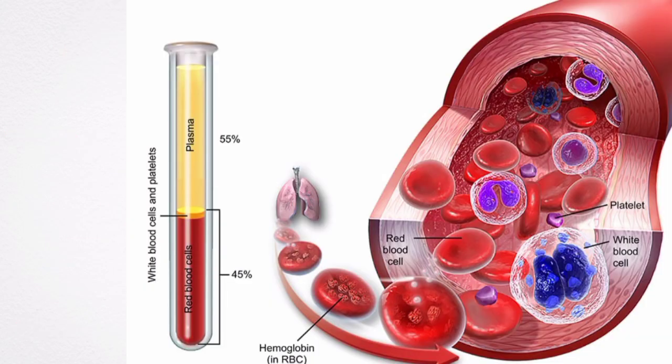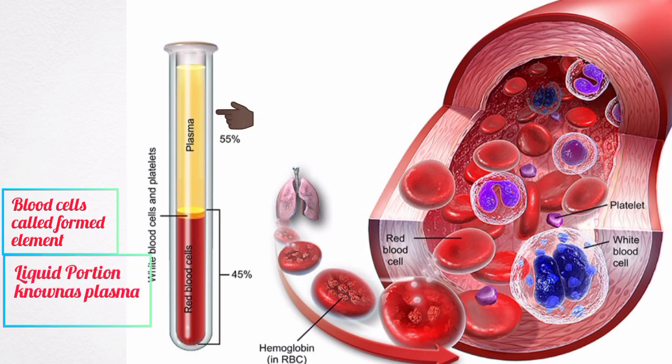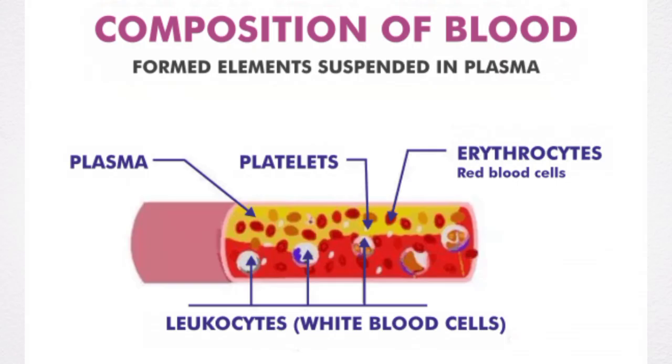Blood contains the blood cells, which are called the formed elements, and it also contains the liquid portion known as plasma. Blood consists of 3 types of blood cells: the red blood cells, also known as erythrocytes; the white blood cells, also known as leukocytes; and the platelets, or thrombocytes.